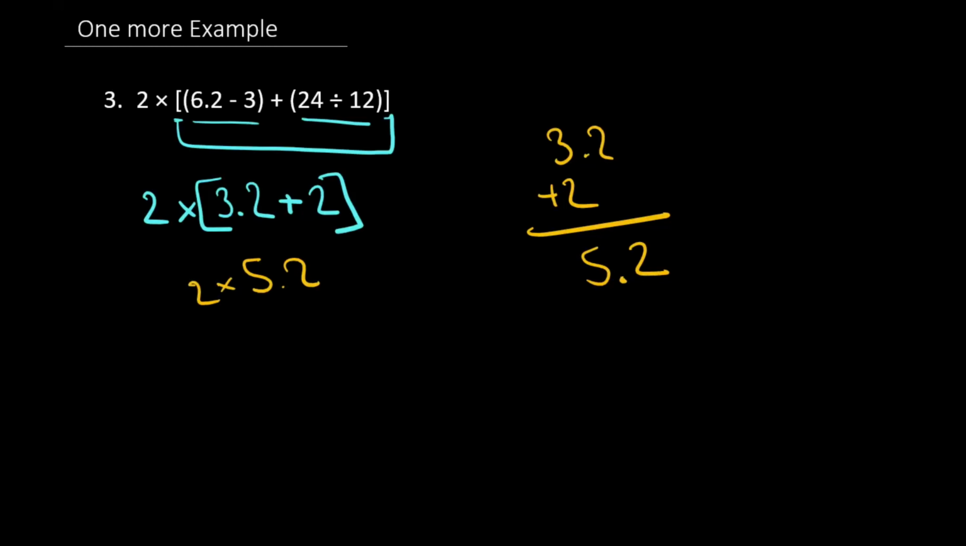2 times 5.2 is, so we'll do it over here, 5.2 times 2. 2 times 2 is 4, 2 times 5 is 10, and then we put the decimal point here. So our answer will be 10.4.